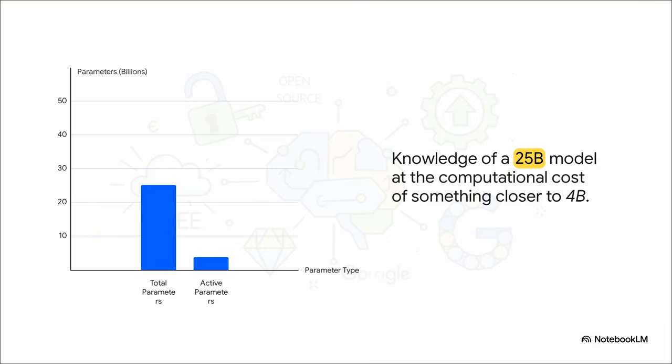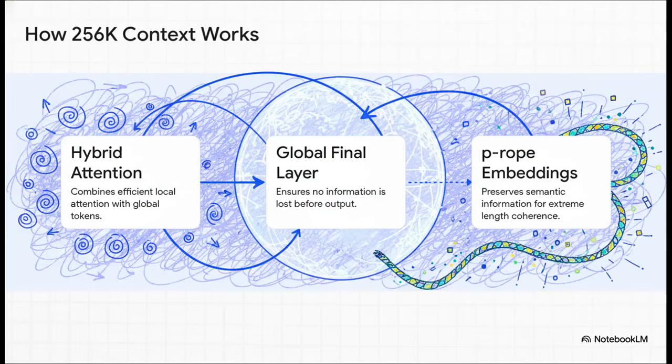And check this out. This is what that efficiency looks like. Out of a total of over 25 billion parameters, only about 3.8 billion are actually being used at any given moment. So what does that mean? It means you get the knowledge and reasoning of a huge model, but with the speed and computational cost of a much smaller one. It's the best of both worlds, and it's just incredibly clever engineering. But what about that giant context window? How does it keep from, well, getting lost and forgetting what you talked about at the beginning?